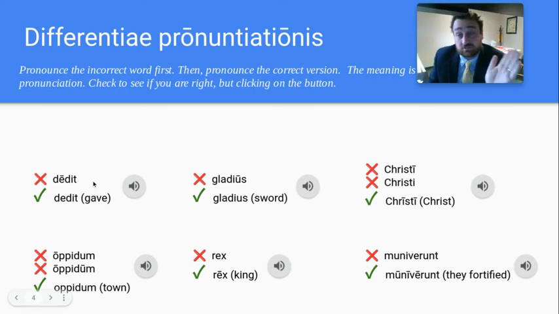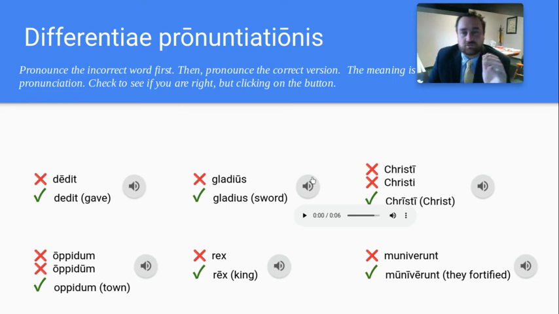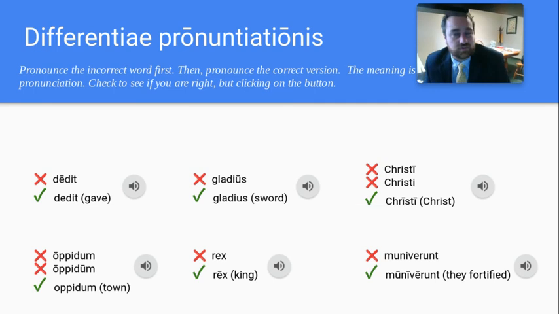So of course, dedit is the wrong way to say it, but it's the correct way to pronounce that word, if that's how you're going to spell it, if that makes sense. The correct way to pronounce it would be just dedit. And then you can click the button to see if you were right. Here's how it's going to sound. Non dedit, said dedit. Non dedit. So that means not dedit, said means but dedit. So it's going to give you the wrong way to pronounce it and say it's not that, but it's this correct way.